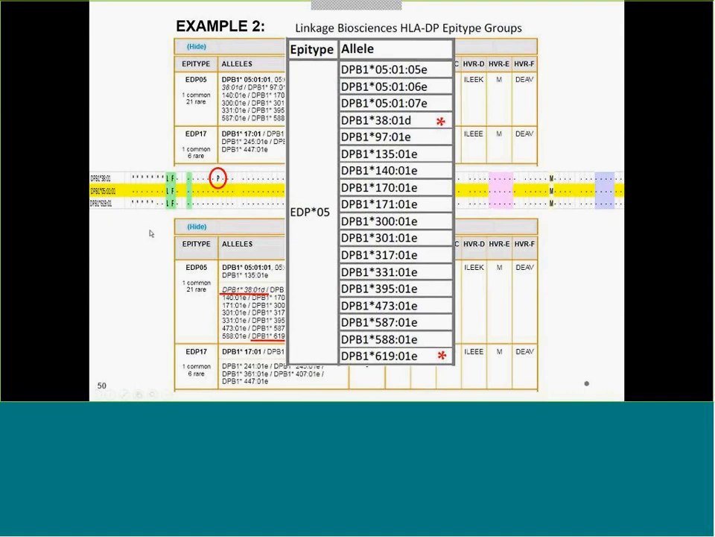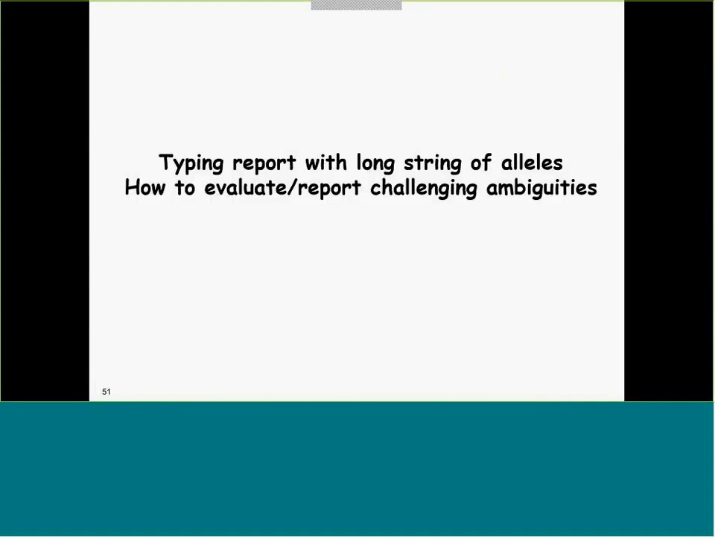If you have an ambiguity that includes only G alleles or the G and P alleles, report the lowest member. If the software clearly identifies one of those G alleles, don't put the lower one, put the exact allele that you've identified. So for the G and G plus alleles, those are, I think, some very good recommendations that we can apply on a day-to-day basis.